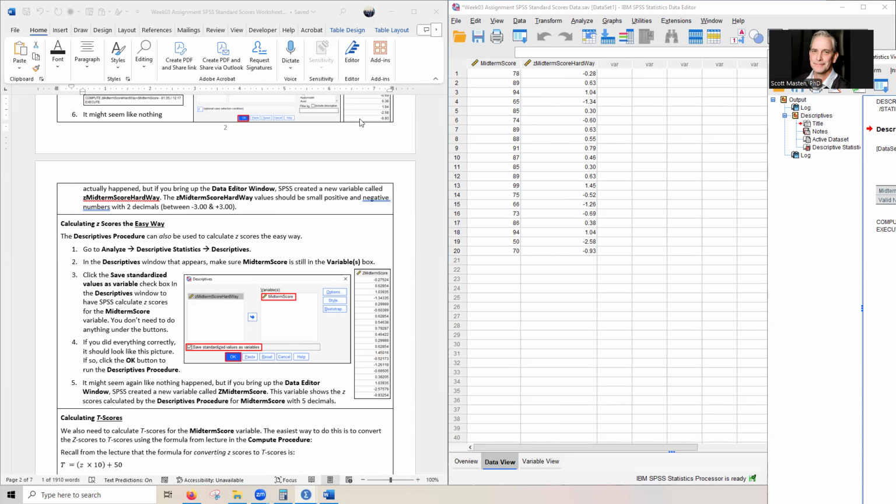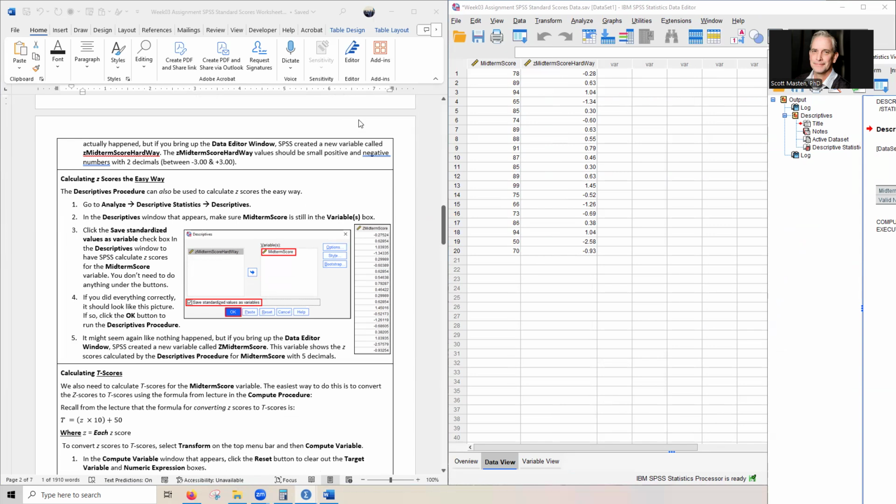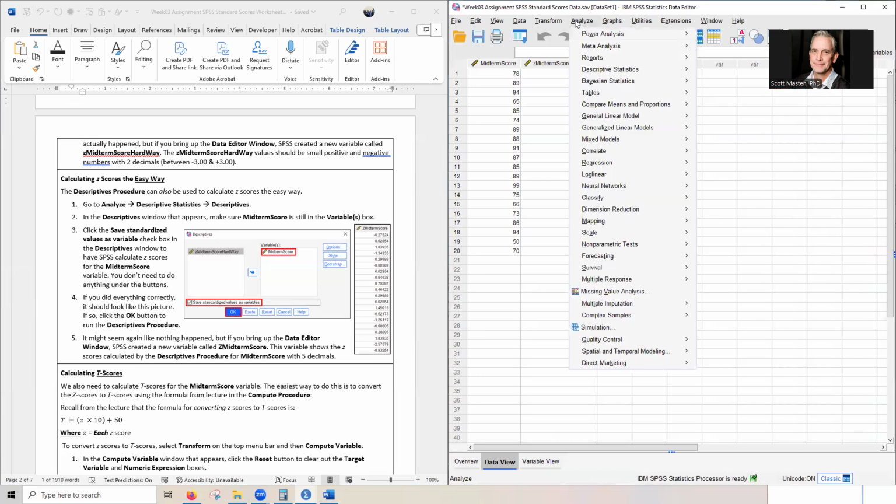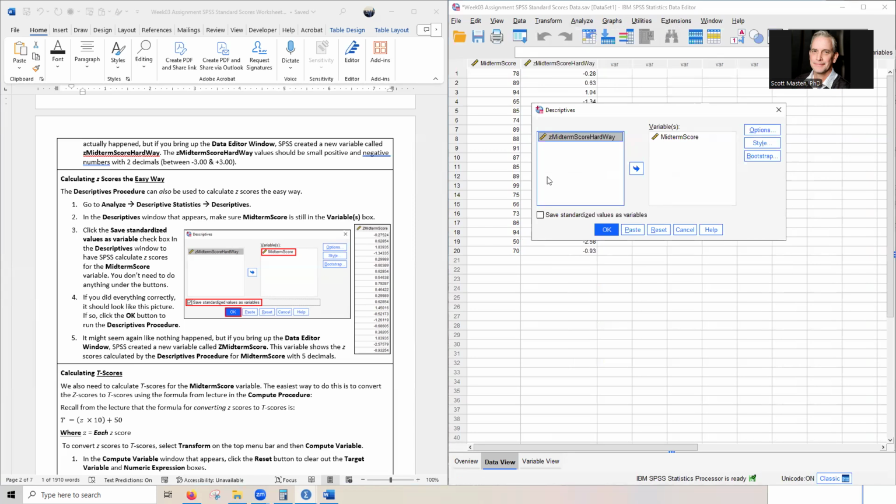To do z-scores the easy way, it turns out you can just sort of click a box and get them under descriptives. So we go to Analyze, go down to Descriptive Statistics, and then Descriptives. All we got to do is pop the variable we want, midterm score, in the box on the right. It's already in there for me.